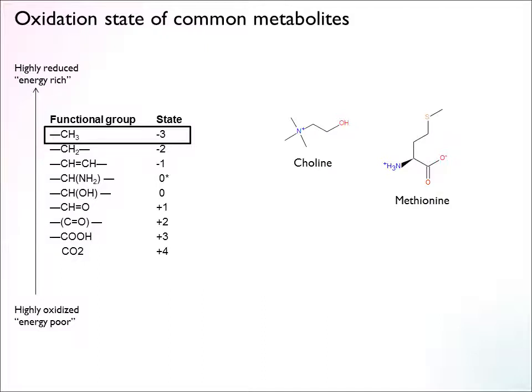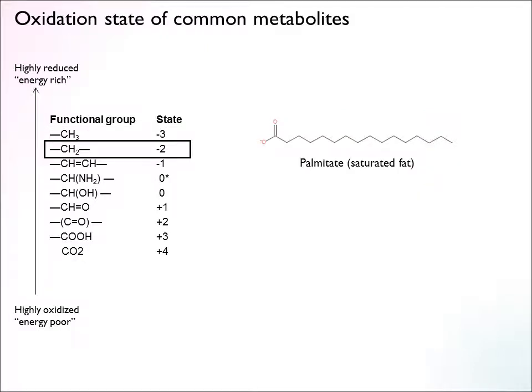So to synthesize this, you need to reduce carbon quite a bit. You also see methyl groups in methionine, and we know that there's a lot of methylation of DNA and proteins. And so to synthesize those groups, you need to have very reduced carbon. So these are highly energetically costly things to synthesize.